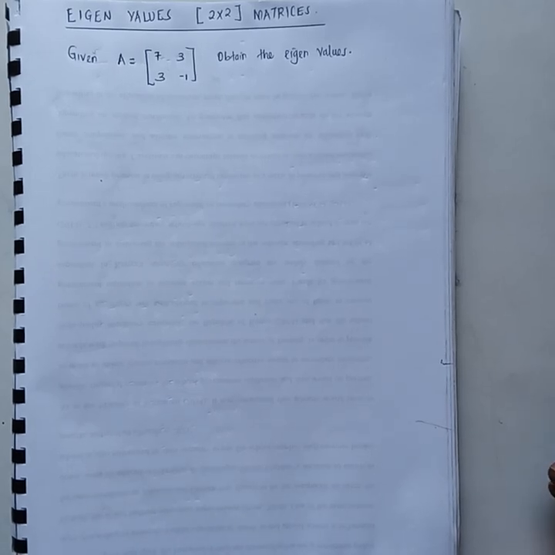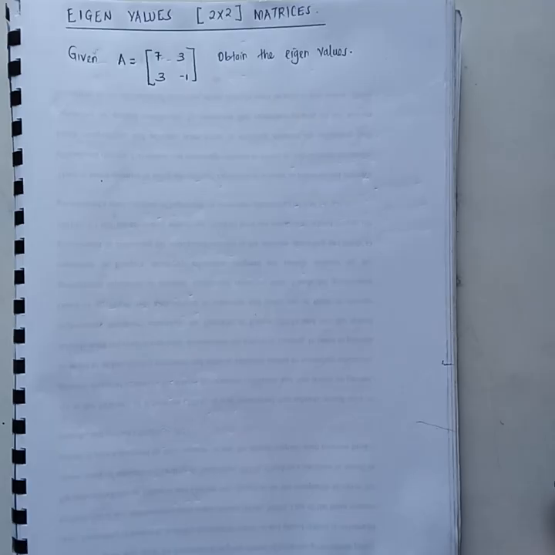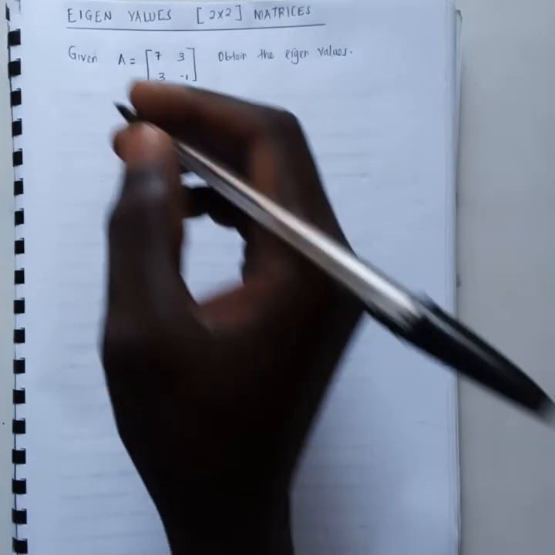Hello and welcome. In this tutorial, we're going to talk about eigenvalues, and in this case, we are going to focus on the 2 by 2 matrices. So you are seeing on your screen that you have been given a matrix A and you have been asked to find the eigenvalues. So for us to find the eigenvalues, we are going to use this formula.